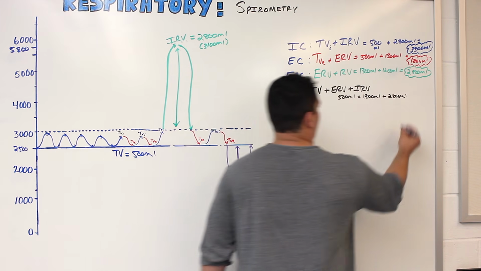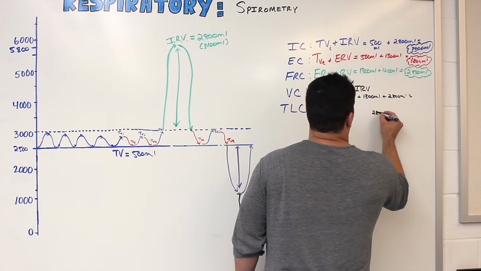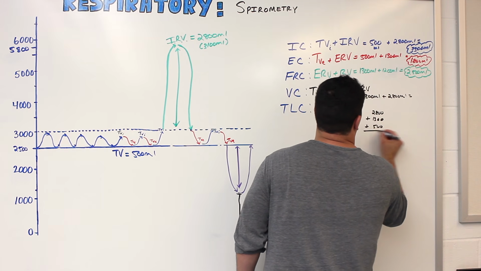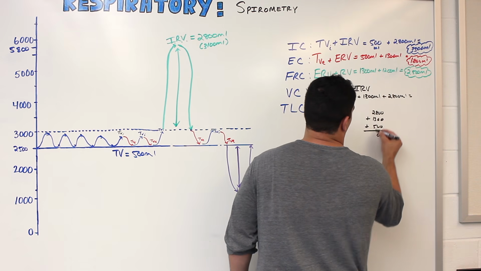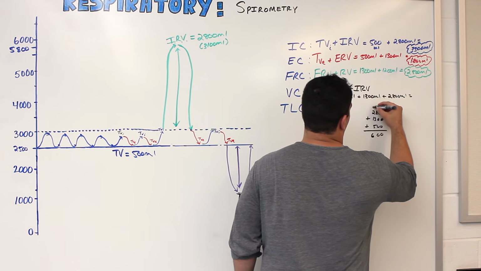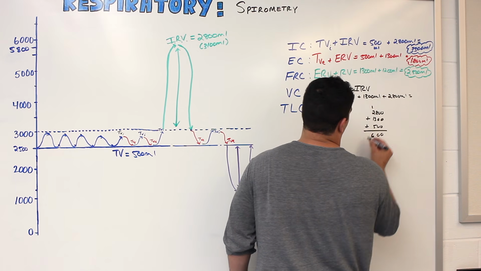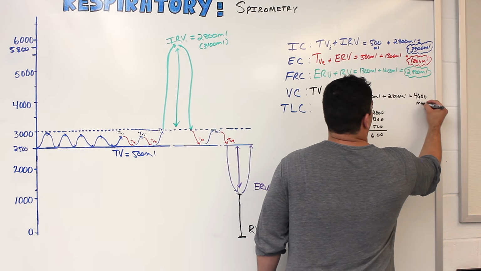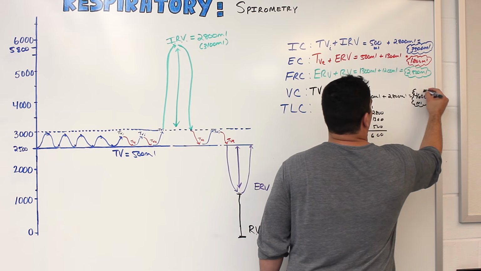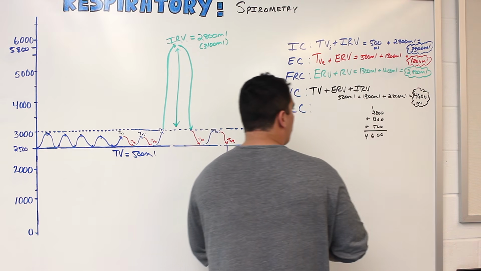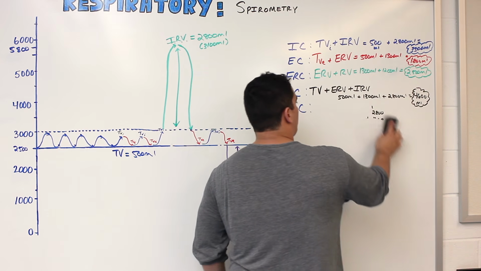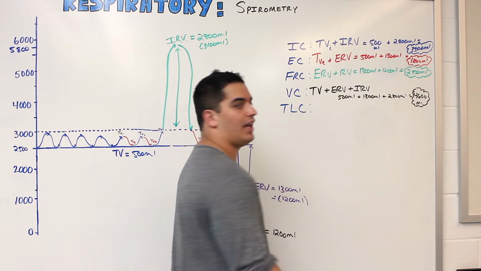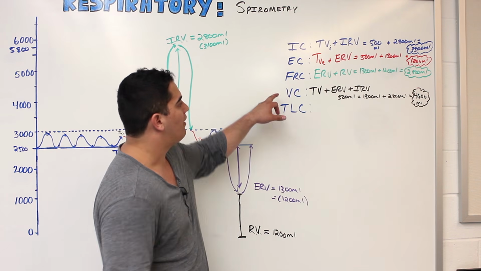Oh boy, I got to do all this math here. Okay, so 2,800 plus 1,300 plus 500. So 0, 0, 8 plus 3 is 11, 1 plus 5 is 6, sorry guys. And then 2 plus 1 is 3, so this is 4,600 mLs. All right, so 4,600 milliliters is the total volume that I can bring in normally, plus the amount of air that I can forcefully inspire, plus the amount of air that I can forcefully expire. That's my whole vital capacity.